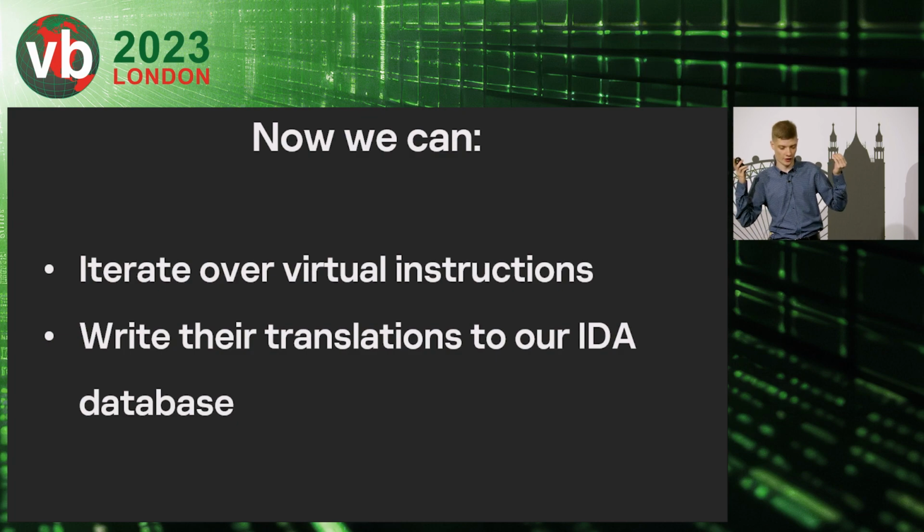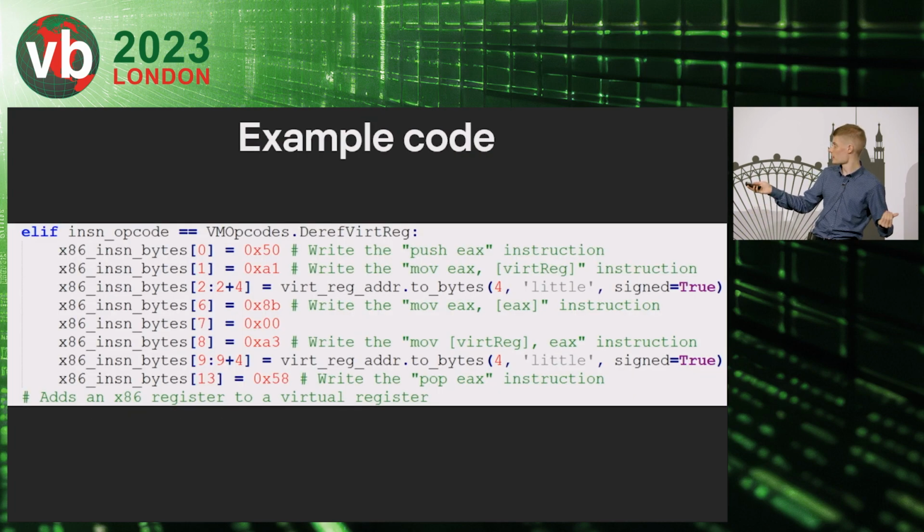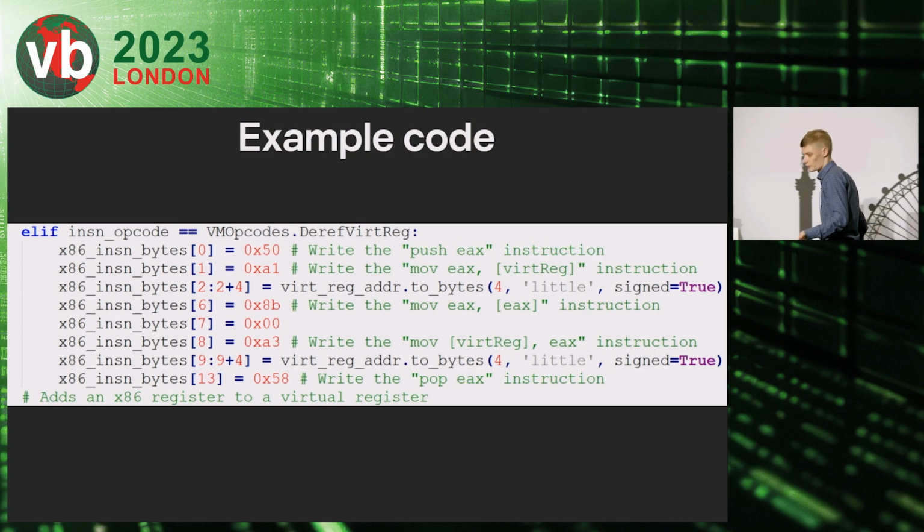And once we have done this, we can write the translations to our IDA database. The process of writing is also really straightforward. Parsing of each instruction does not take more than 10 lines. We just assemble the instructions into bytes, and that's it. And now let me show you how this works.